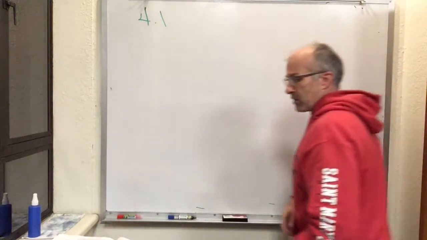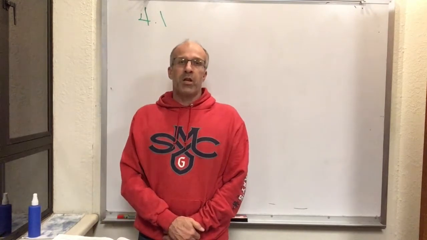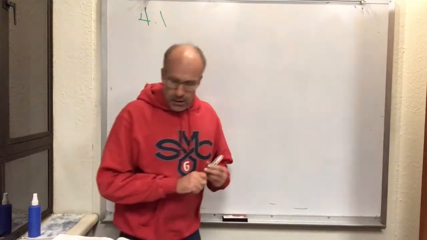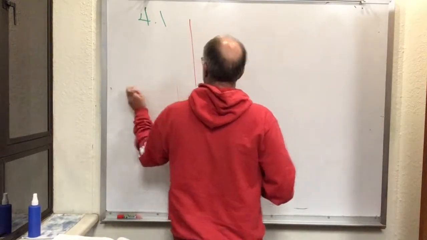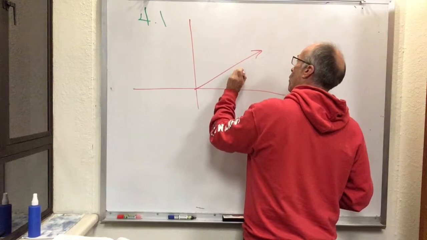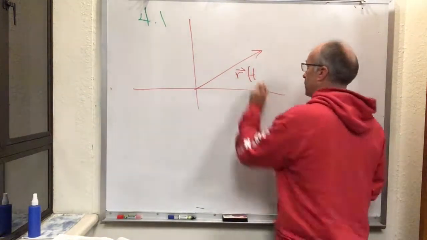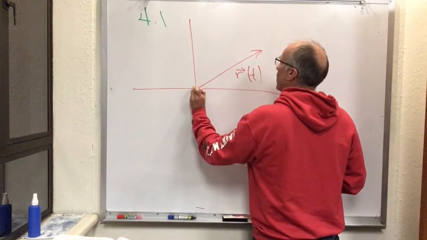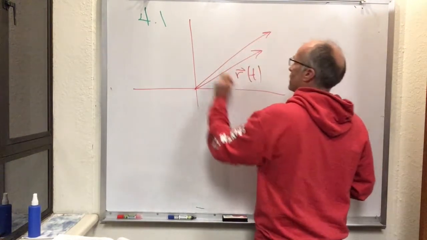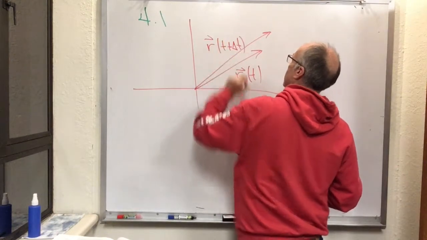This is Knight section 4.1. Now he's going to put everything from chapters 1, 2, and 3 together. So here's a situation. We have some position vector at some time t. And just a little bit later, here is the same particle at some time t plus delta t.